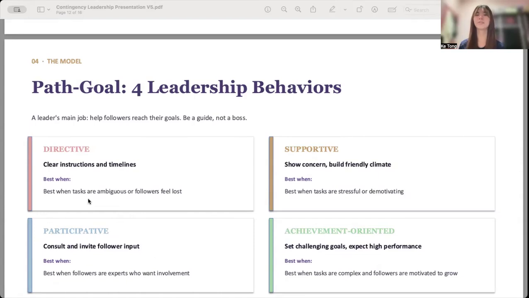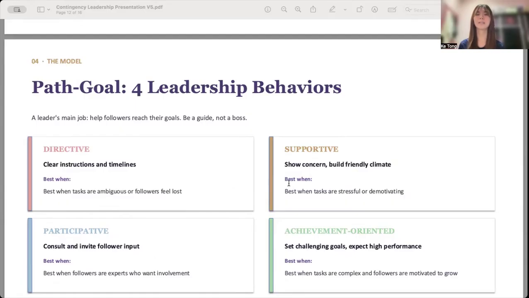First, the directive leader gives clear instructions. The supportive leader shows concern and builds a friendly environment. A participative leader consults and invites input, and the achievement-oriented leader sets challenging goals. And the key question here is, what does my team need from me right now to succeed?